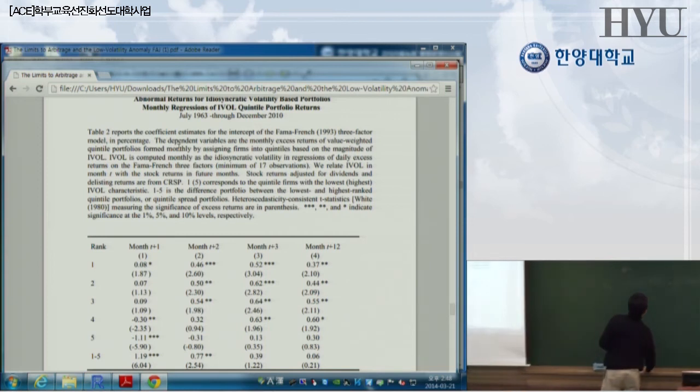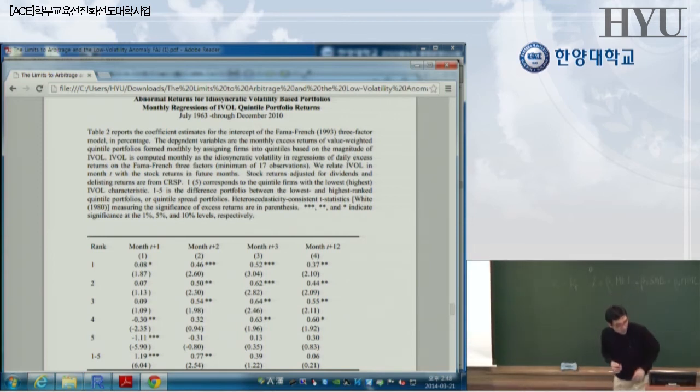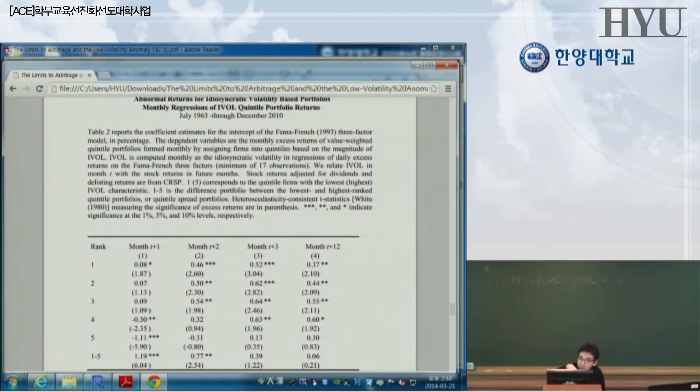It is the 3-factor model in percentage, so it is a percentage term. The dependent variables are the monthly excess returns. So this thing on the left-hand side is the dependent variable: the monthly excess return of value-weight quintile portfolios. With value weight, we assign more weight to Samsung Electronics and small weight to Kosdaq stocks. Formed monthly, so every month we form the portfolios into quintiles based on the magnitude of eyeball.